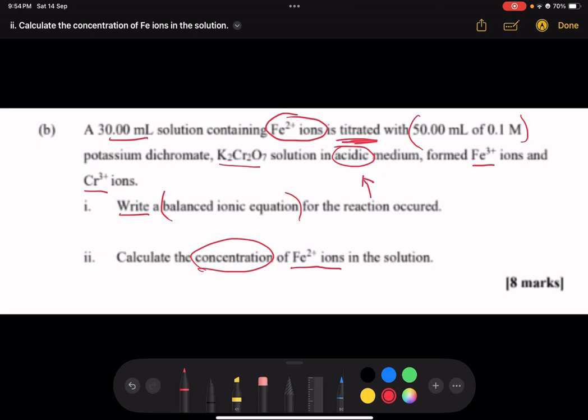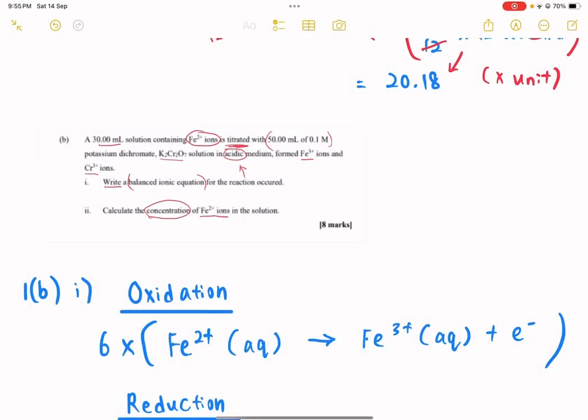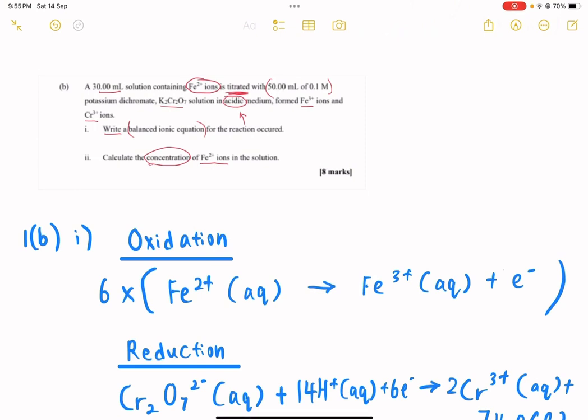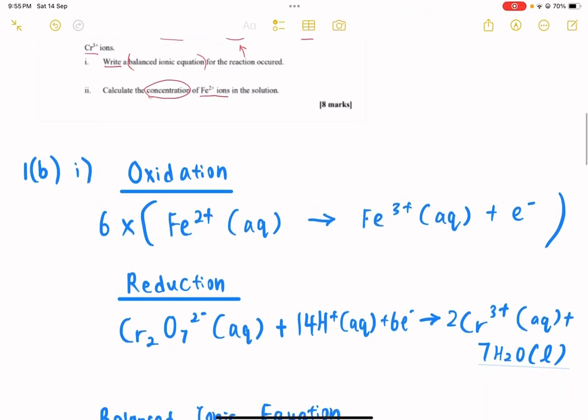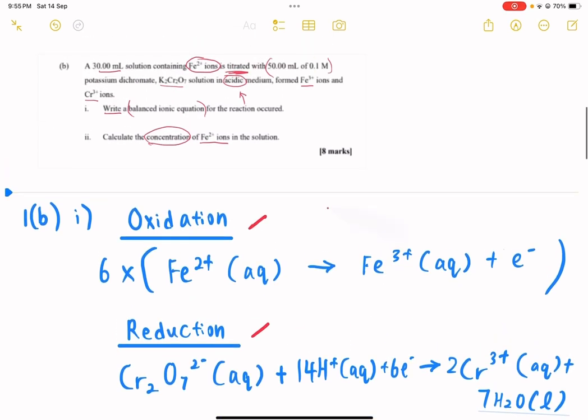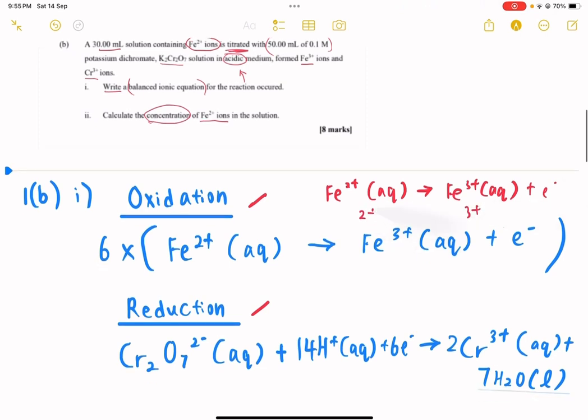Let's discuss the first Roman numeral first. To write the balanced ionic equation, we have to divide the equation into 2 parts, one is oxidation and one is reduction. For oxidation, at first we have Fe2+ aqueous, because it is inside the solution already, and then we have Fe3+ ion. Fe2+ becomes Fe3+, and we have to balance it, so we add 1 e- here because here is 2+ and here is 3+. So to balance it, here must be minus 1 in order to become 2+. So we add 1 e-.